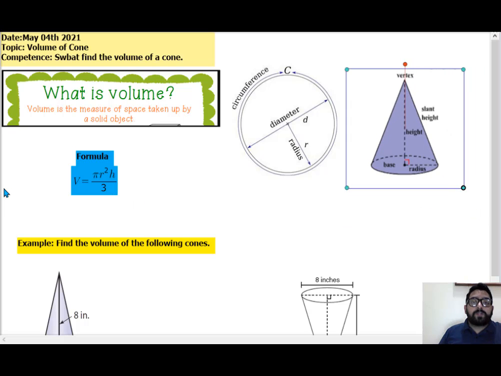So the formula to get the volume of a cone is pi times the radius to the second power. Remember, radius to the second power means you multiply the radius twice, radius times radius, multiplied by the altitude, and then when you finish this multiplication, you divide by 3. Remember, the value for pi is 3.14.